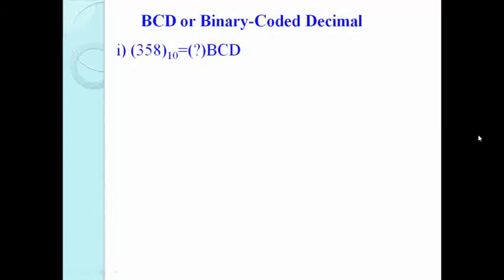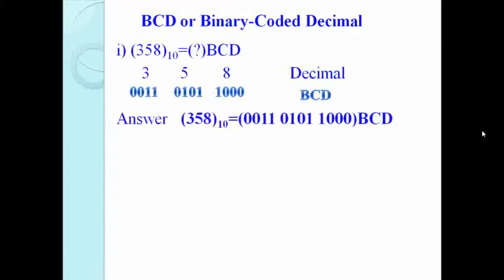Now convert 358 decimal into equivalent BCD. 358 decimal. Now 3 is 0, 0, 1, 1. 5 is 0, 1, 0, 1. And 8 is 1, 0, 0, 0. So this is the equivalent BCD number of 358.